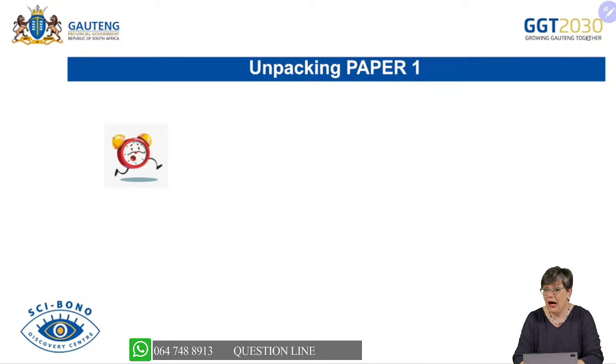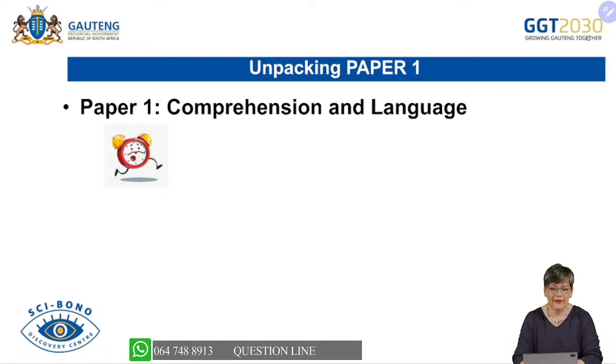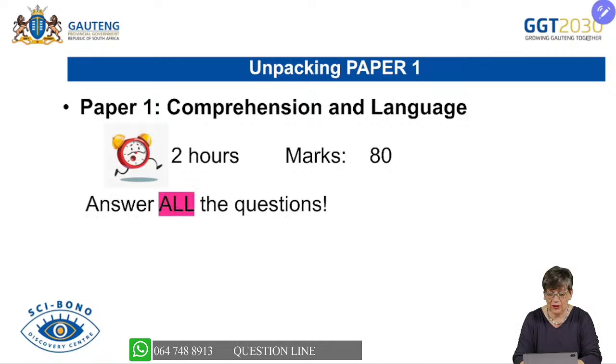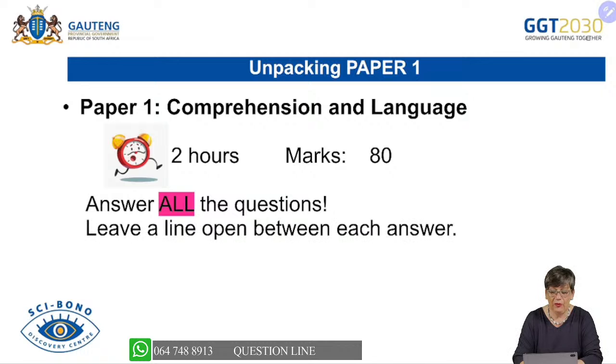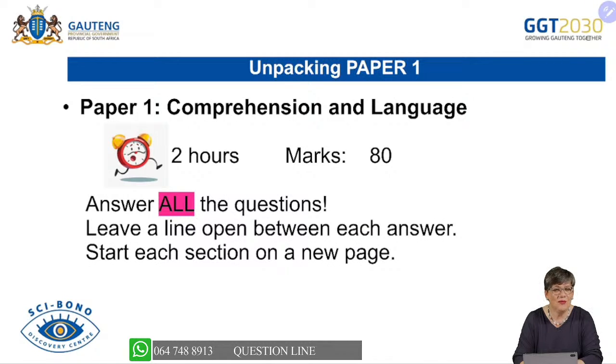So, by now you should know how to answer questions. Well, let's dive straight into Paper 1, comprehension and language. Now, you will get 2 hours to complete your paper and it's worth 80 marks. Now, these are the instructions you have to look at. In this case, you have to answer all the questions. Now, leave a line open between each answer, and please remember to start each section on a new page.